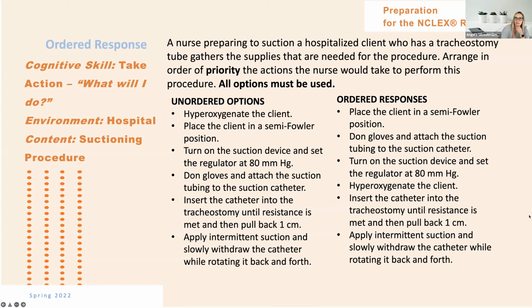So in this case, place the client first in a semi-Fowler position, don gloves, attach the suction tubing to the suction catheter, turn on the suction device, set the regulator at 80, hyperoxygenate, insert the catheter into the tracheostomy until resistance is met and pull back 1 centimeter, and then apply intermittent suction while slowly withdrawing the catheter and rotating it back and forth.